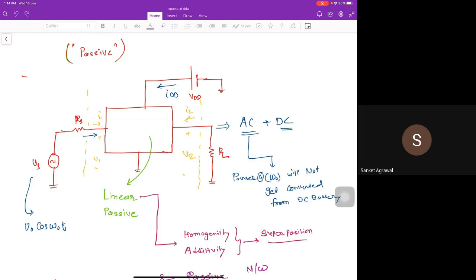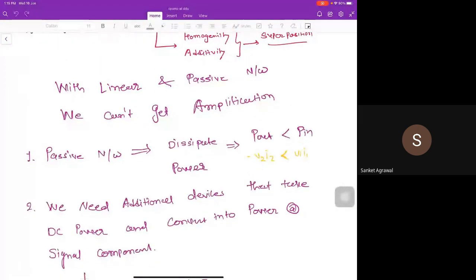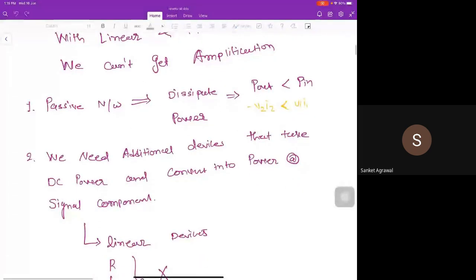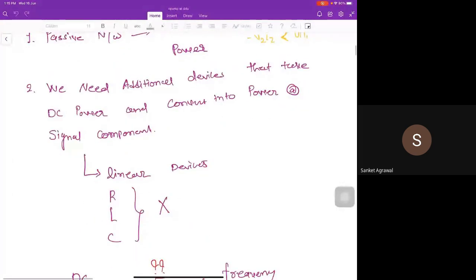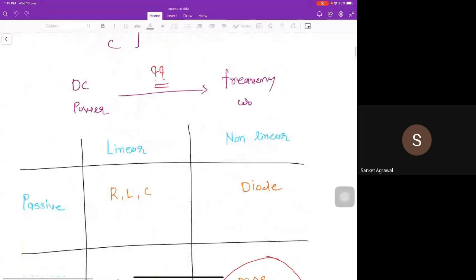So I have to go for a non-linear active element. We can't get amplification with the help of linear and passive elements, as I already told, because a passive element always dissipates power, so P output is always less than P in. We need additional devices. We can't go for linear devices, right? Because our main purpose is to convert the DC power from the external battery to the frequency component of omega 0 at the output. That is my purpose.